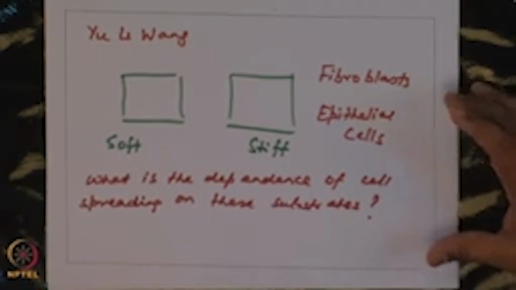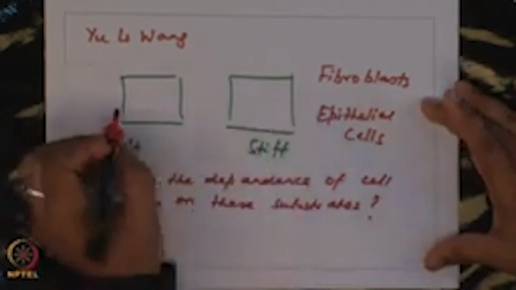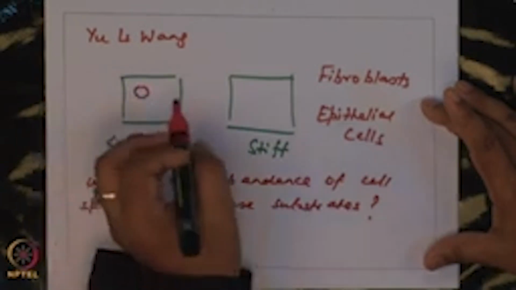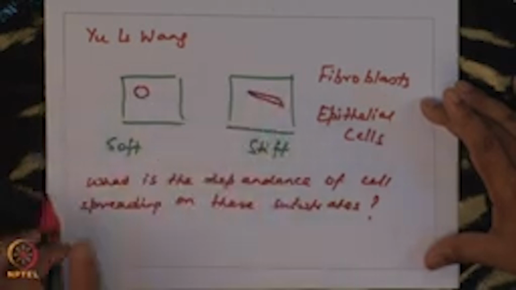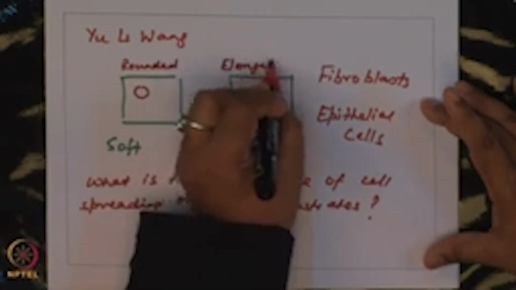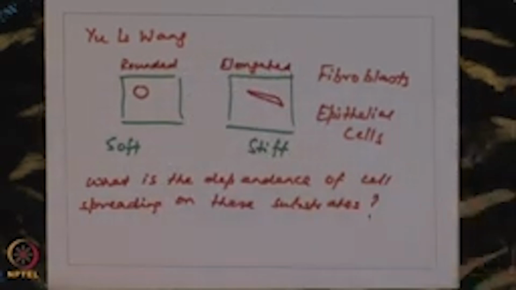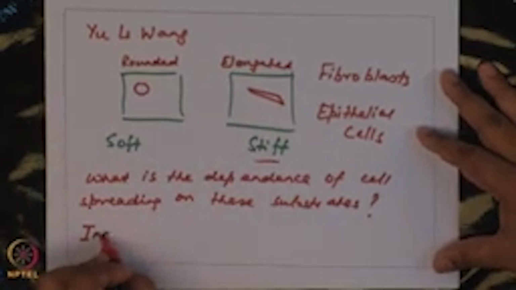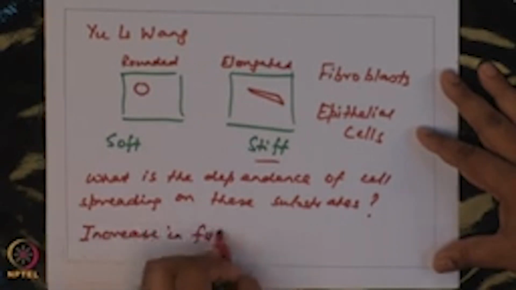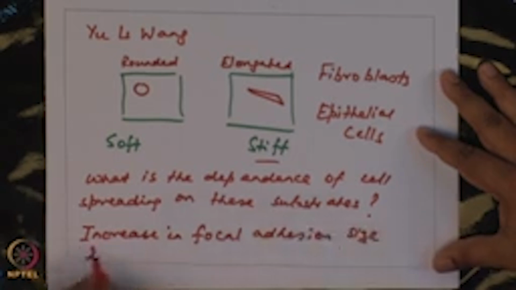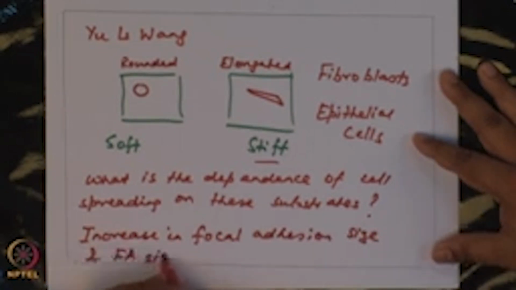Okay. And what he found was the same cells on a soft environment exhibit a more rounded phenotype with smaller cell areas, while the same cells on a stiff matrix tend to exhibit a much more elongated phenotype. So, increase in stiffness drives increase in cell spreading, and this increase in cell spreading on stiffer surfaces is associated with increased focal adhesion size and FA signaling, adhesion signaling.